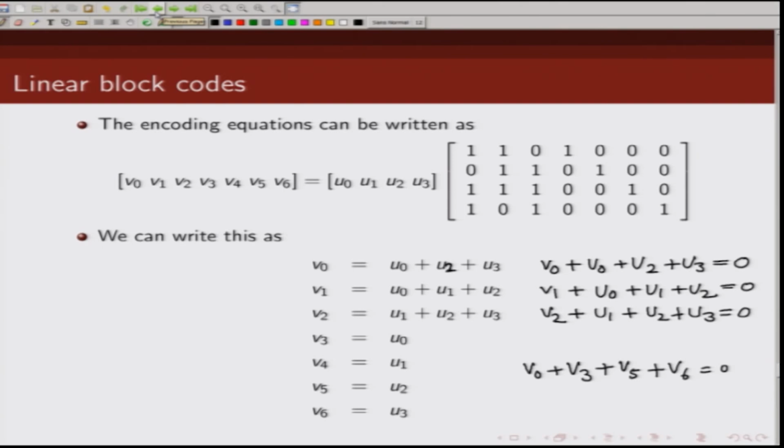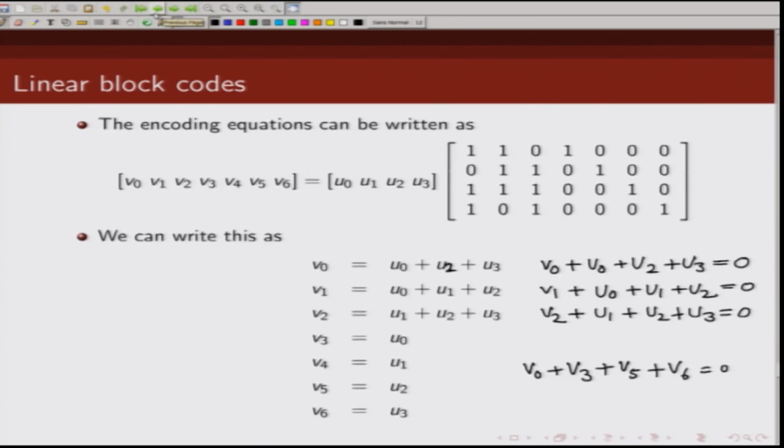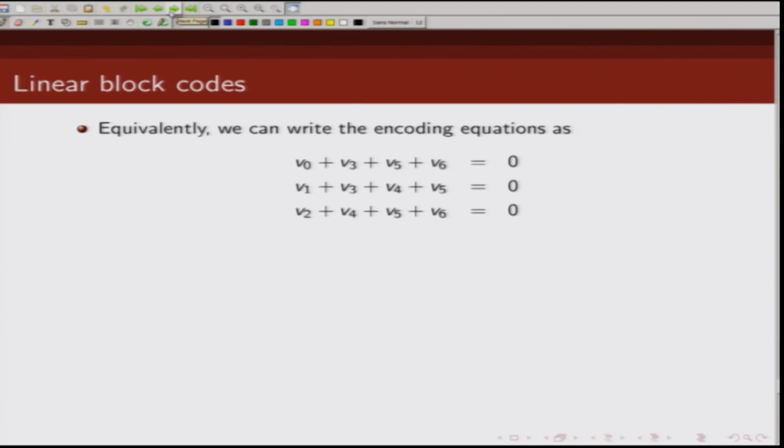Here also we will replace U0, U1, U2 by V3, V4, V5, and what we will get is V1 plus V3 plus V4 plus V5 is equal to 0, and similarly the last parity check equation can be written as V2 plus U1 is V4 plus U2 is V5 plus U3 is V6. So, that is what we have here. V2 plus V4 plus V5 plus V6 is equal to 0. So, now we have a set of encoding equations in terms of coded bits.